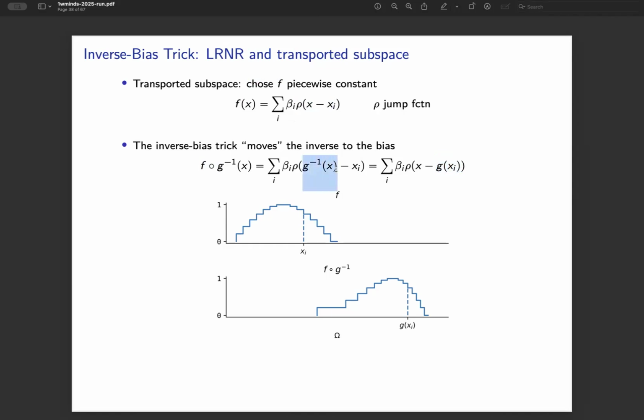Because this is invertible, you're really only comparing G inverse of x with x sub I. You can remove this inverse, and an equivalent representation is given on the right, where you apply G to x sub I. So I think this is, of course, intuitively well known in the numerical analysis community.